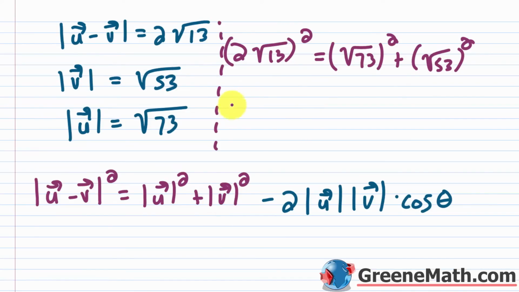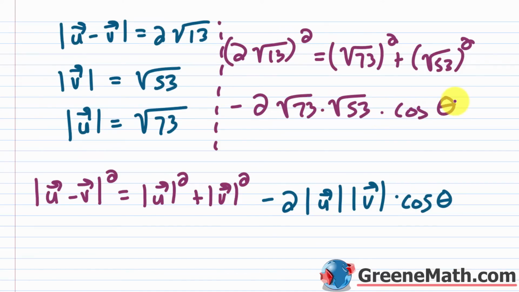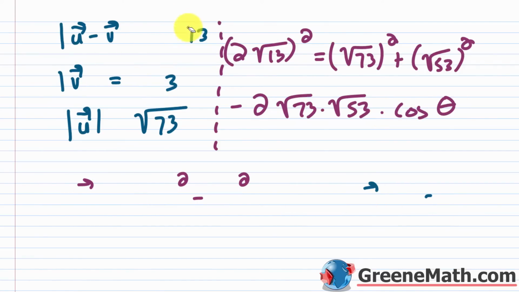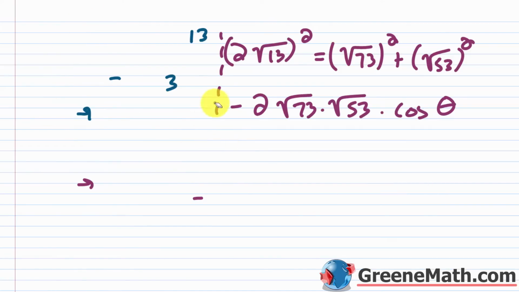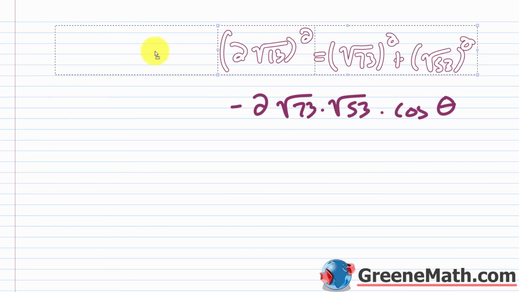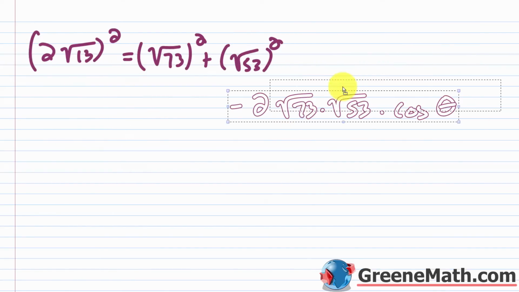And then I'm just going to go minus 2 times, again, the magnitude of the vector u is the square root of 73. And then the magnitude of the vector v is going to be the square root of 53. And then lastly, it's times the cosine of my angle theta. Let me get rid of this. And you don't need that anymore. It's just basically calculations at this point. And let me rewrap that and slide this down here and slide this up here.